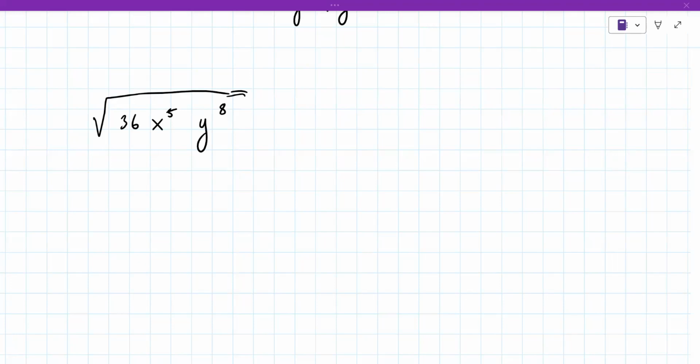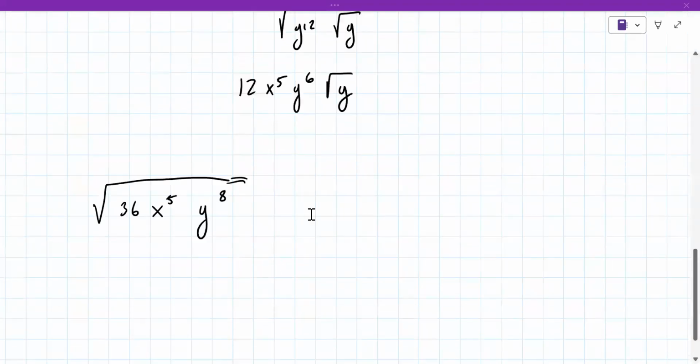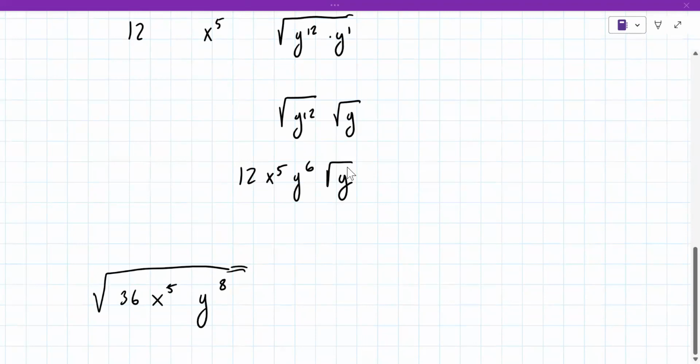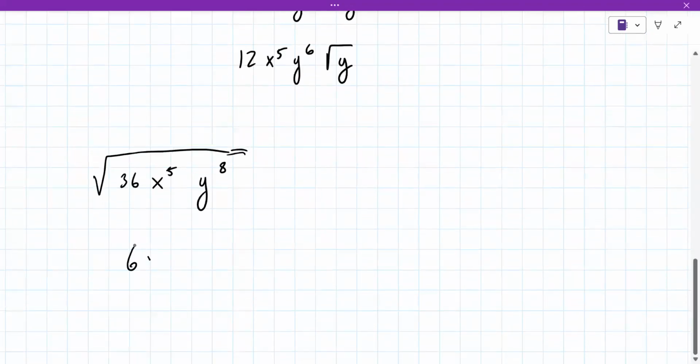If you have a square root left over, does it go on the end or does it go next to the same variable? It stays to the right, even if it's in the middle. Oh, okay. I got 6x squared y to the 4th square root of x. It's very good.